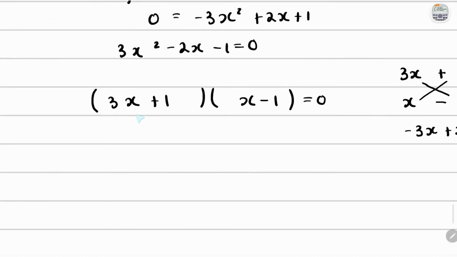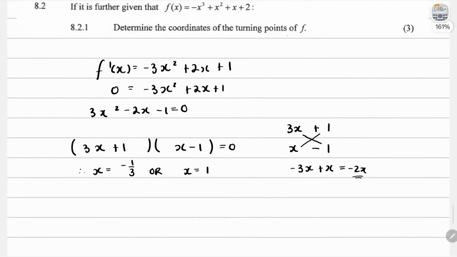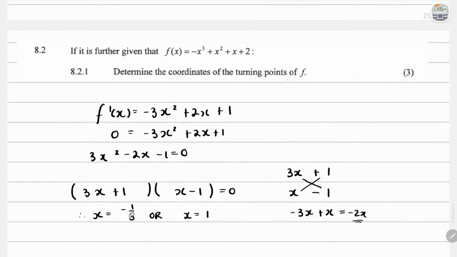And now we can just solve for x here. Solving for x here, you'll say 3x plus 1 equals 0. Transpose the 1 to get negative 1 and then divide both hand sides by 3. So here x equals negative 1 over 3, or x equals, transpose the negative 1 and you get positive 1. So these are the x values of the turning point. All we have to do is take them and substitute them into the equation to get the y value.